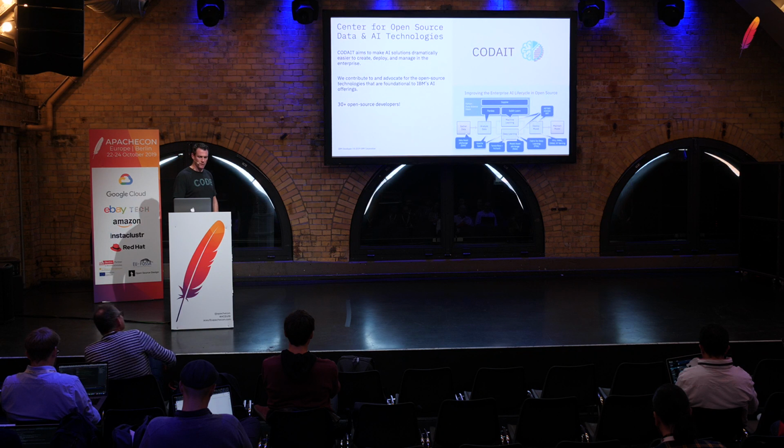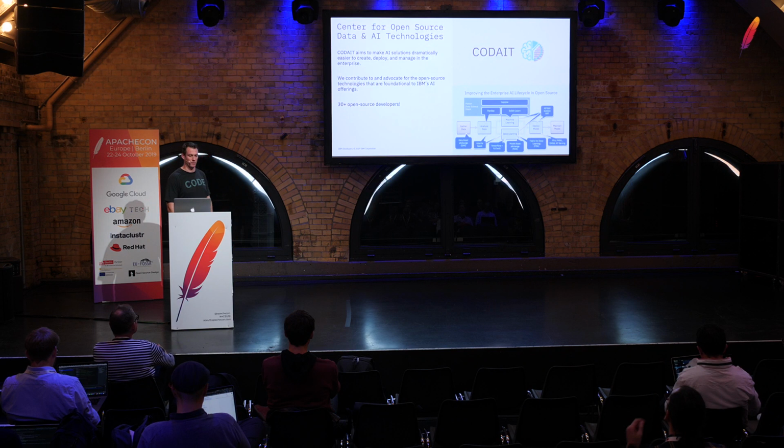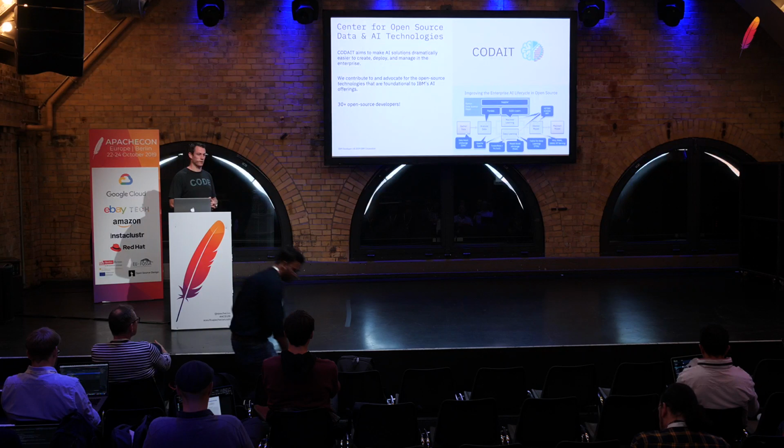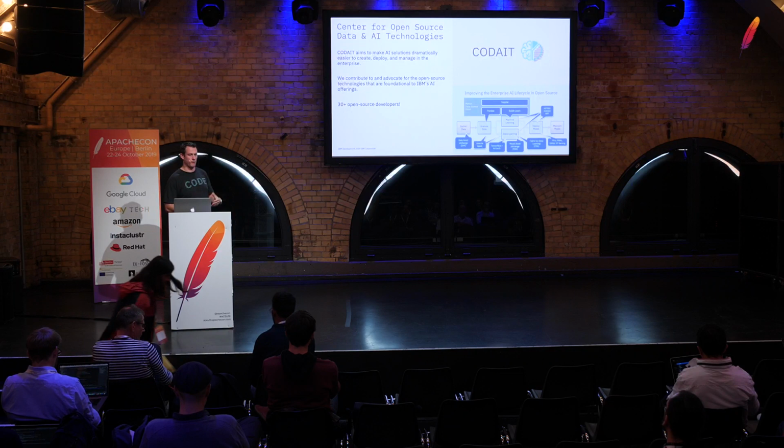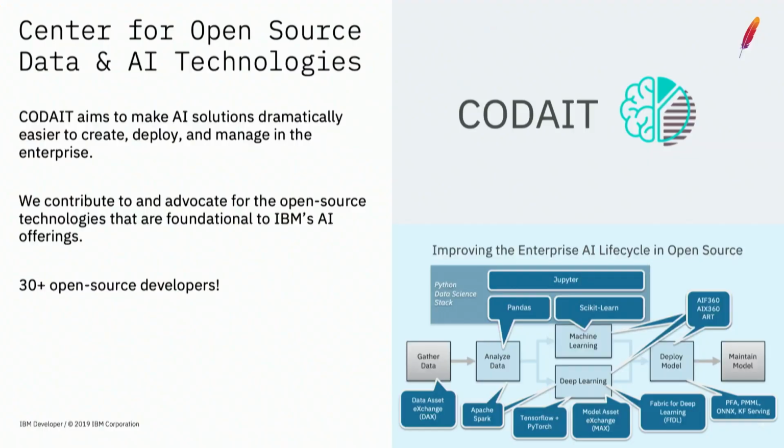So before we get going, just a little bit about CODE, Center for Open Source Data and AI Technologies. I joined this team at IBM a few years ago when it was called the Spark Technology Center. And the team is focused on, at that point, expanding Apache Spark into the enterprise and focusing on the communities and data science communities and tools around Apache Spark. Since then, the team has expanded its focus to encompass the end-to-end enterprise AI lifecycle out in open source technologies.